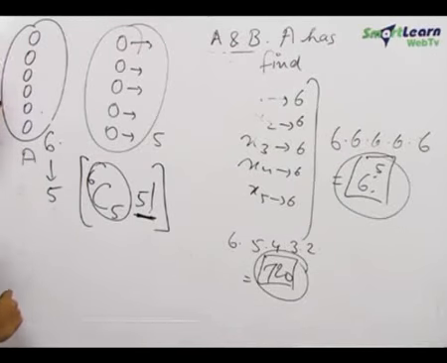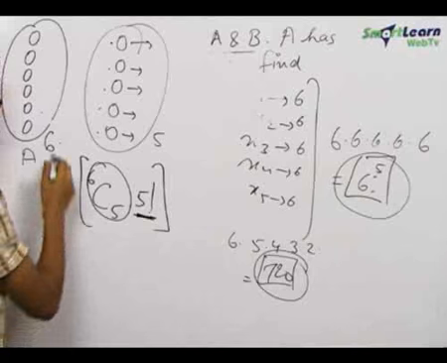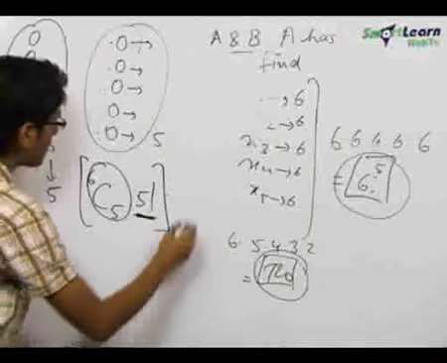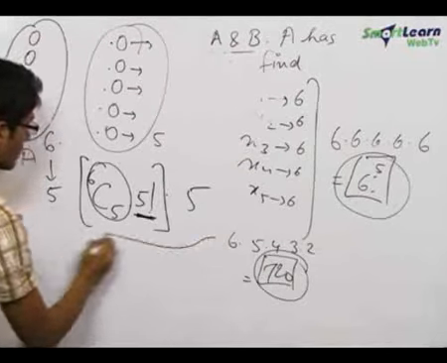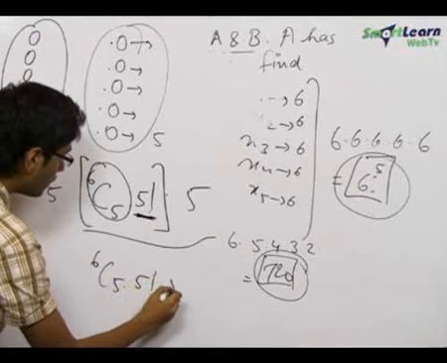Now there is 1 element left. This 1 element can go to either this, this, this, this or this. So there are 5 possibilities for the last element left. So the last element can be supplied in 5 ways. So the number of onto mappings in this case is 6c5 into 5 factorial into 5.